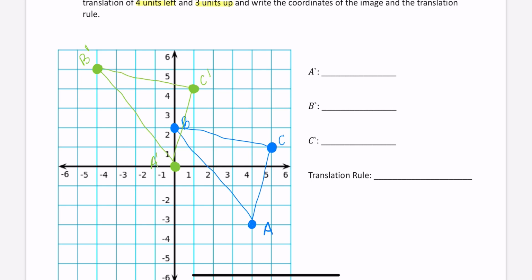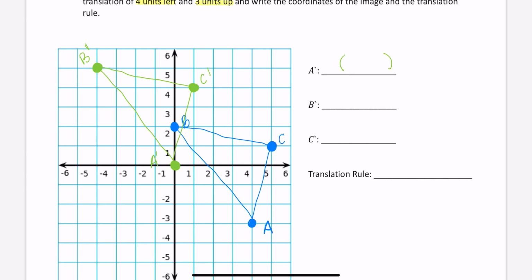And we're going to write the vertices or the points for each of those. So A prime is at (0, 0). B prime is going to be at (-4, 5). And C prime is at (1, 4). Okay, and what was the rule? We went 4 units left. So that means I'm going to take every x value, and left is in the negative direction, so I'm going to subtract 4. And every y value, we went up 3, so that's plus 3. So that's going to end up being my translation rule. So we have just translated triangle ABC 4 units left and 3 units up.